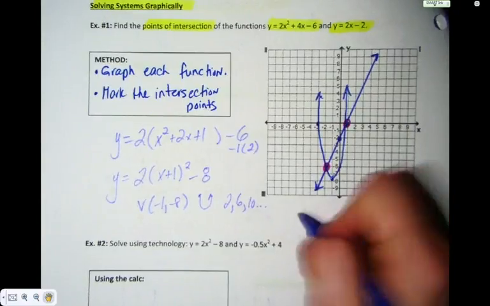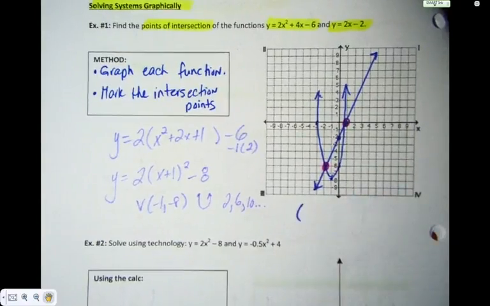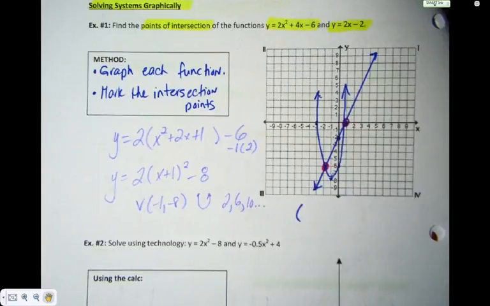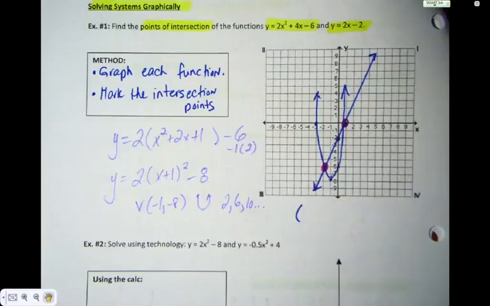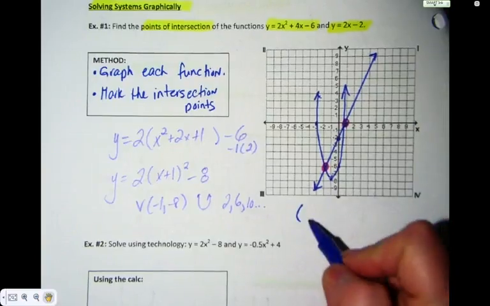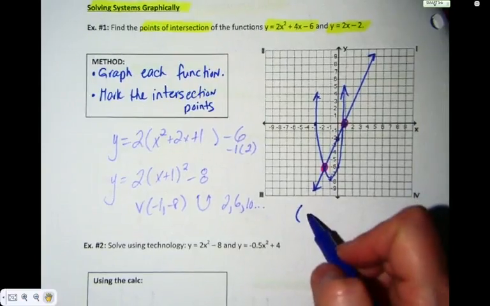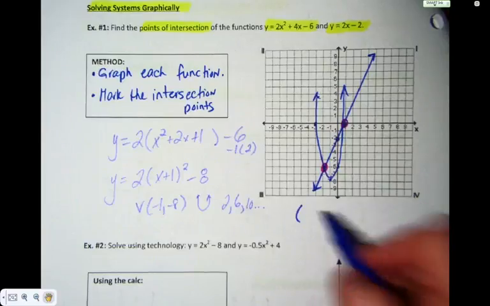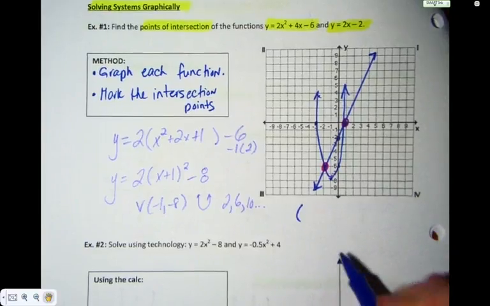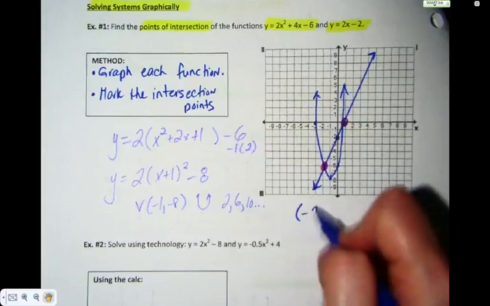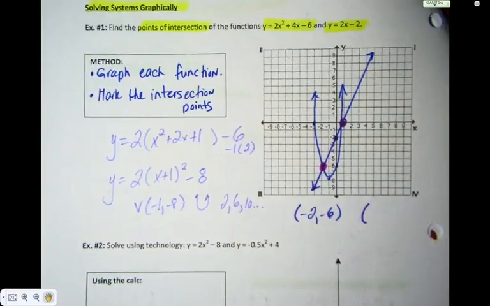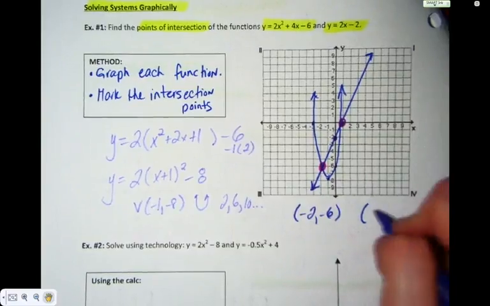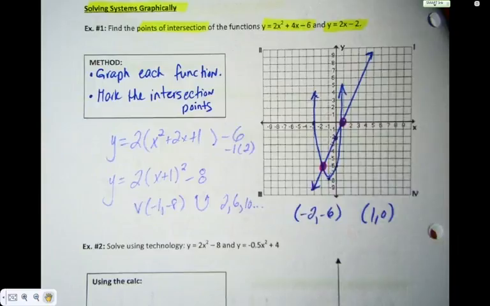And then we just list them. Offer of -2, -6. Offer of 1, 0. There we go. We have solved the linear quadratic system.